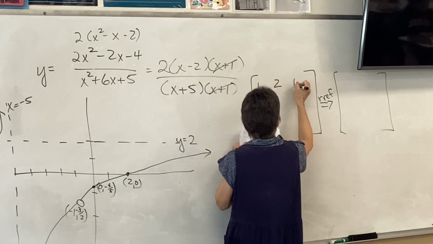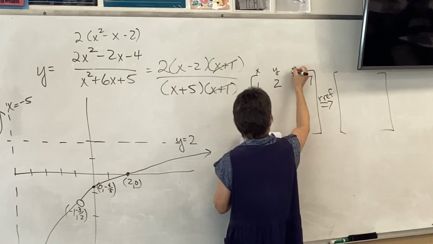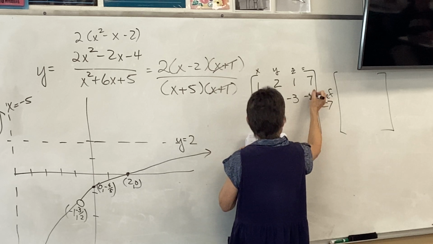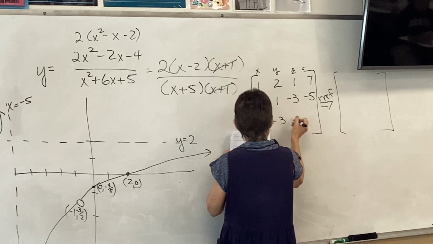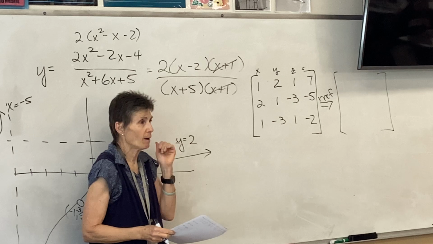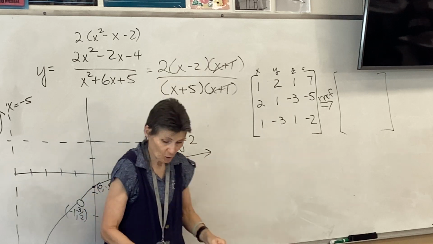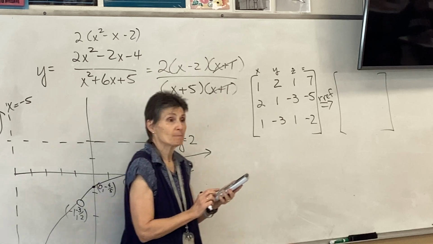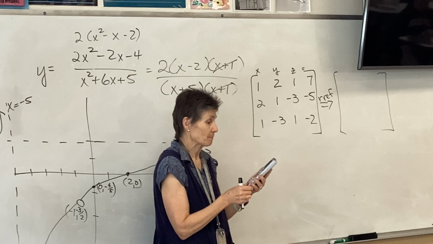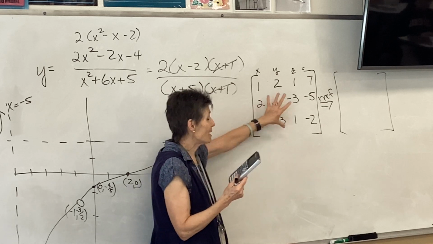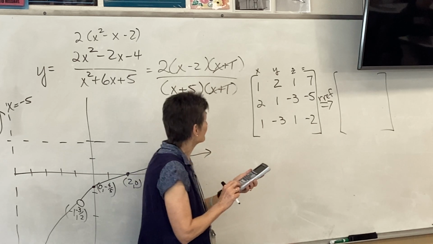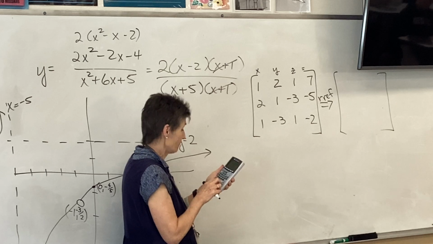1, 2, 1, 7. 2, 1, negative 3, negative 5. 1, negative 3, 1, negative 2. You really can't miss these problems unless you type a number in wrong. So make sure that you are typing in your matrix correctly. So, second matrix, edit. What are the dimensions of the matrix I'm going to put in? 3 by 4. And I'll put the numbers in.